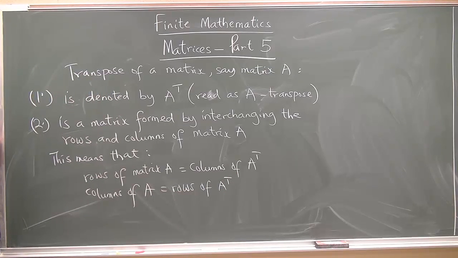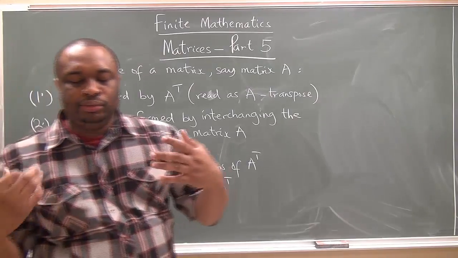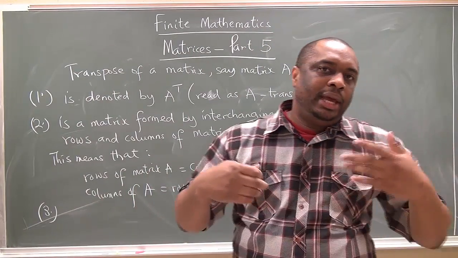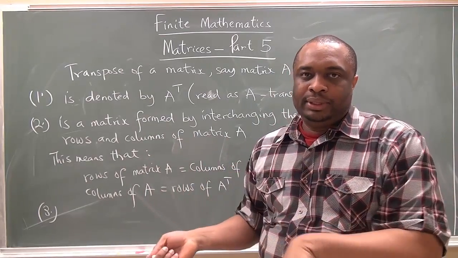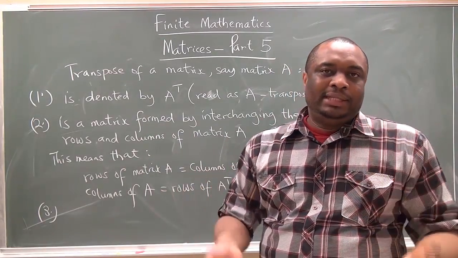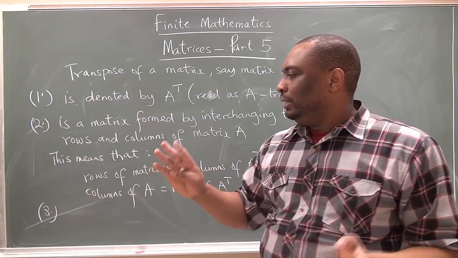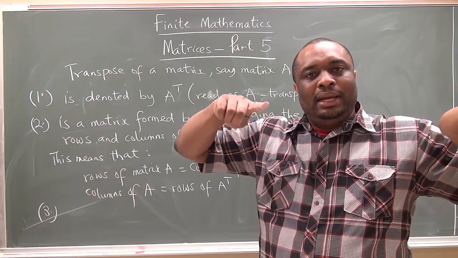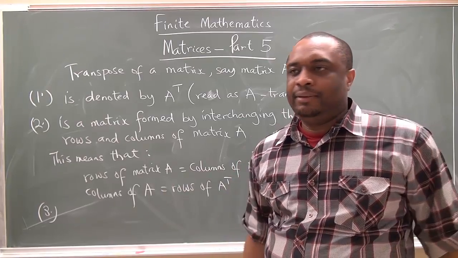Now, the third thing about transpose is this. When you have the size of A, let's say A is a 2 by 3 matrix, then the transpose will be a 3 by 2 matrix. If A is 3 by 3, the transpose will still be 3 by 3. The size of the transpose is columns of A by rows of A.